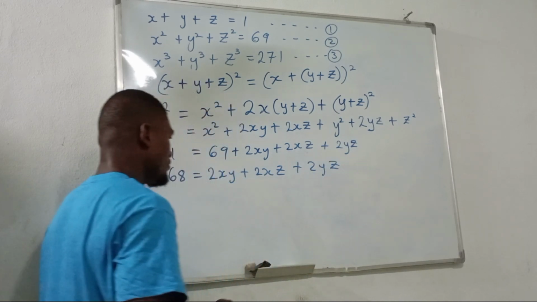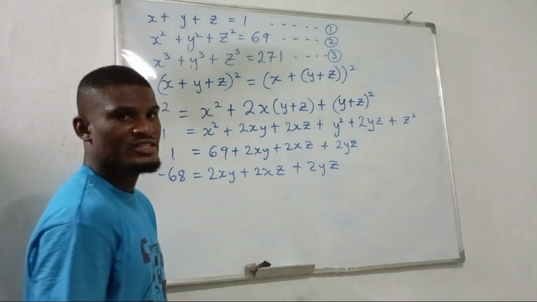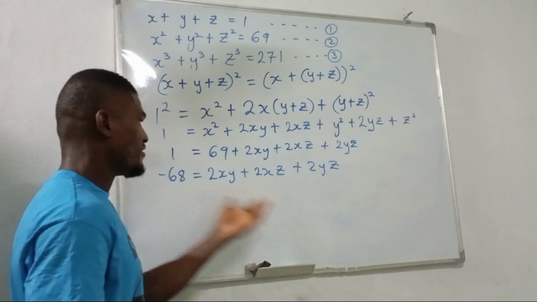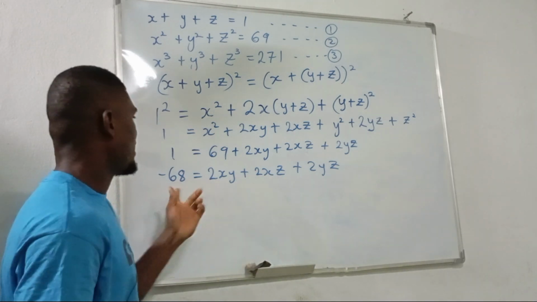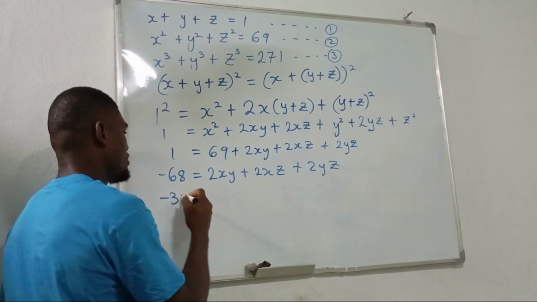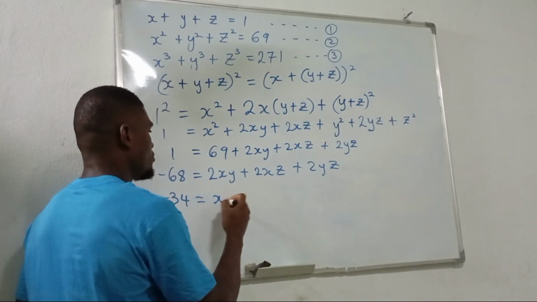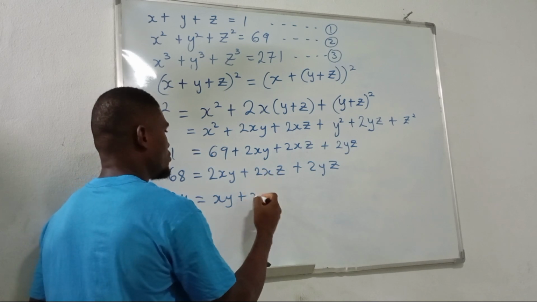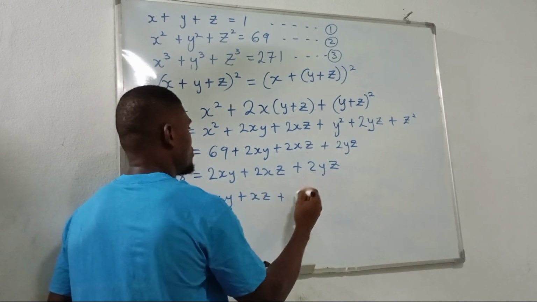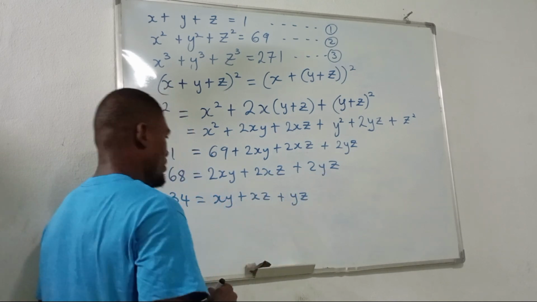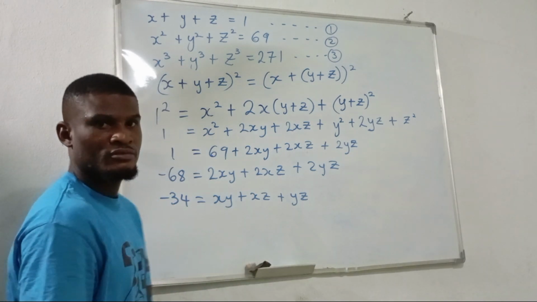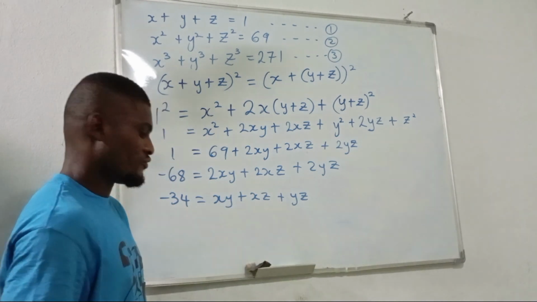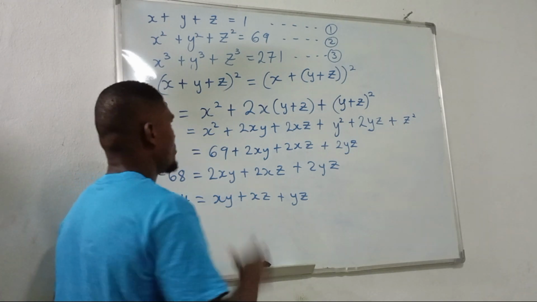All right, so if you look at this now, everything is a product of 2, so we can divide everything by 2. So divide this by 2, this is going to give me minus 34, and this by 2 we have xy, this by 2 we have xz, this by 2 we have yz. All right, so we're going to take this as equation 4. All right, so I'm going to clean this off.